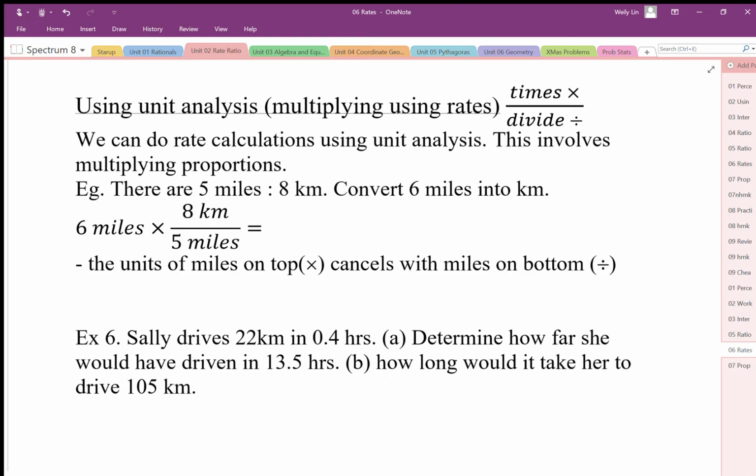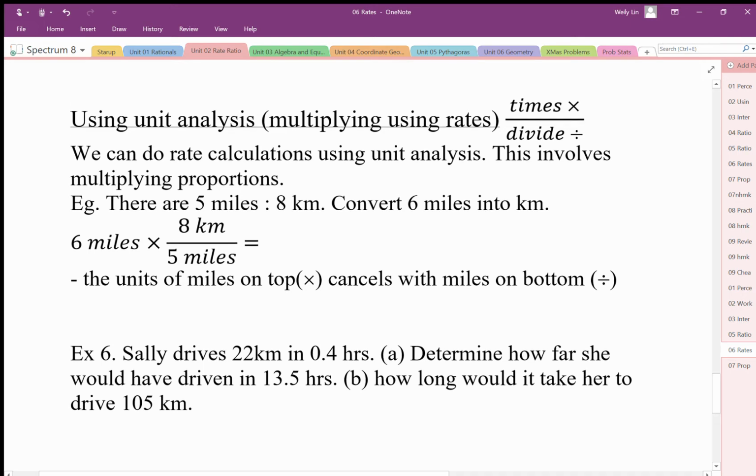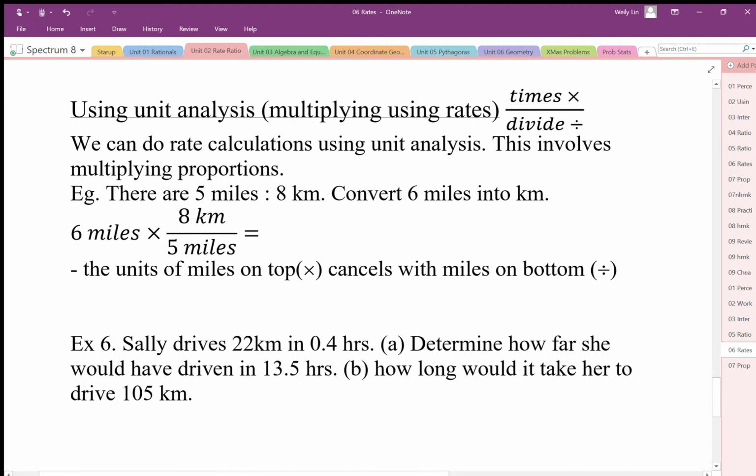So this is a strategy we really want to start using. Now this is a more advanced strategy, so if we ever get stuck, we always go back to our proportional equation and our equivalent fraction setup, and we use our times and divide factors that way. However, we should start learning how to do this times and divide method, and basically it's called unit analysis.